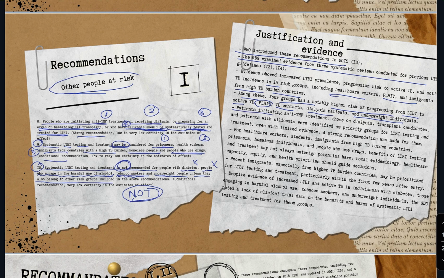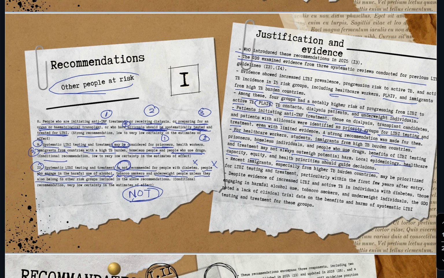Patients initiating anti-TNF treatment, those on dialysis, transplant candidates, and patients with silicosis are identified as a priority group for latent TB testing and treatment. Even with limited evidence, strong recommendations were made for them. For healthcare workers, students, immigrants from high TB burden countries, prisoners, homeless individuals, and people who use drugs, the benefits of latent TB testing and treatment will not always outweigh the potential harm. Local epidemiology, healthcare capacity, equity, and health priorities should guide the decision.